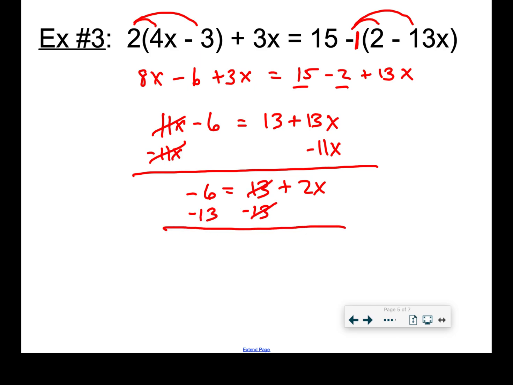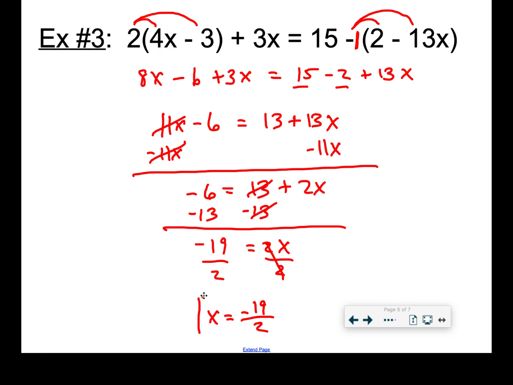Those cancel. We end up with a positive 2x on the right-hand side. And on the left, again, if you're thinking about this, the easiest way I've found is to think about this as actual negatives and positives. Here I've got six negatives right here, and I've got 13 more negatives down here. If I put those together, that gives me a total of 19 negatives. Okay? And now my last step, divide both sides by 2, and we end up with x equaling a negative 19 halves.